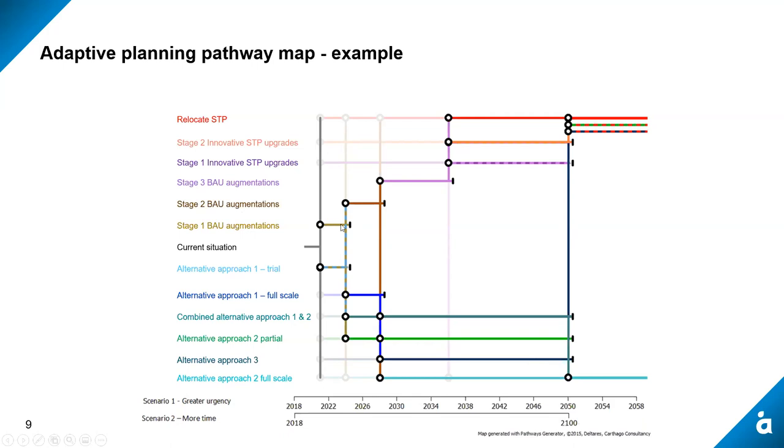the stage one BAU augmentations were selected in combination with trials. And the idea there was to buy ourselves a little bit of time to understand whether those alternative or innovative solutions would work, whether we could get buy-in from the business and from the regulator. And then if we could do that, we could choose to go down this alternative or more innovative type pathway towards the bottom of the page.